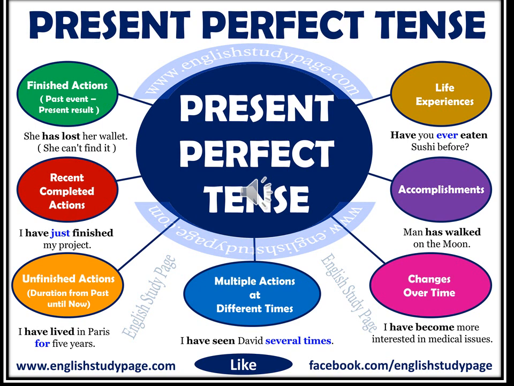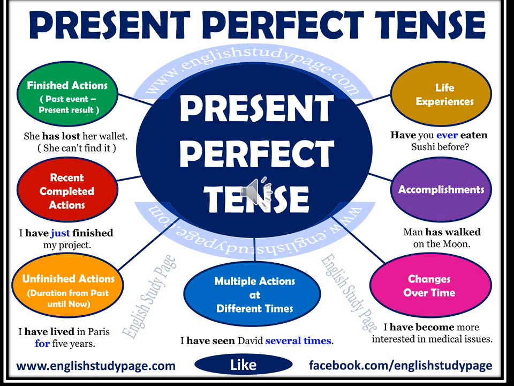Present perfect tense is also used to express multiple actions at different times. For example, I have seen David several times. This tense is also used to express the change which has occurred over a period of time. For example, I have become more interested in medical issues. Means earlier I was not interested, but now this change has occurred in me that I have become more interested in medical issues.